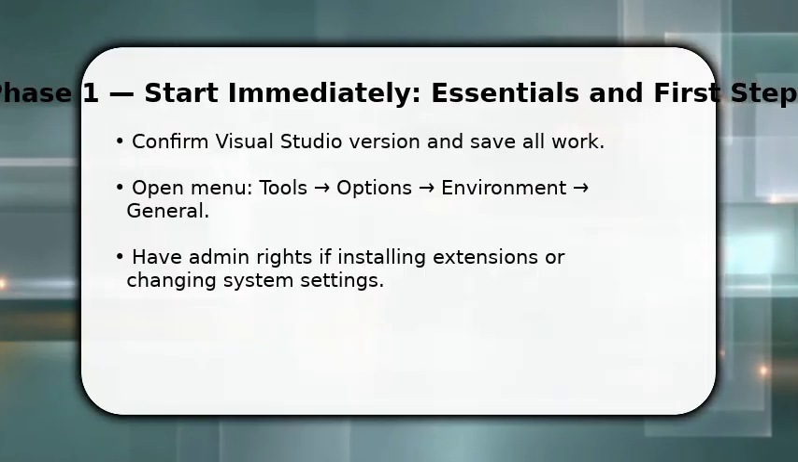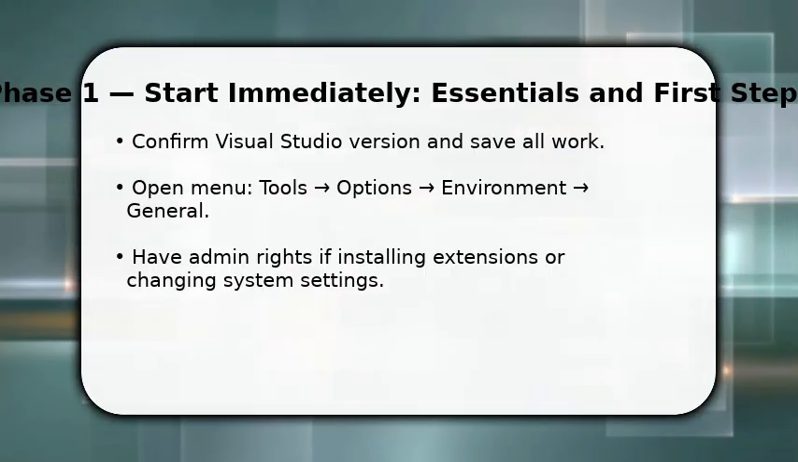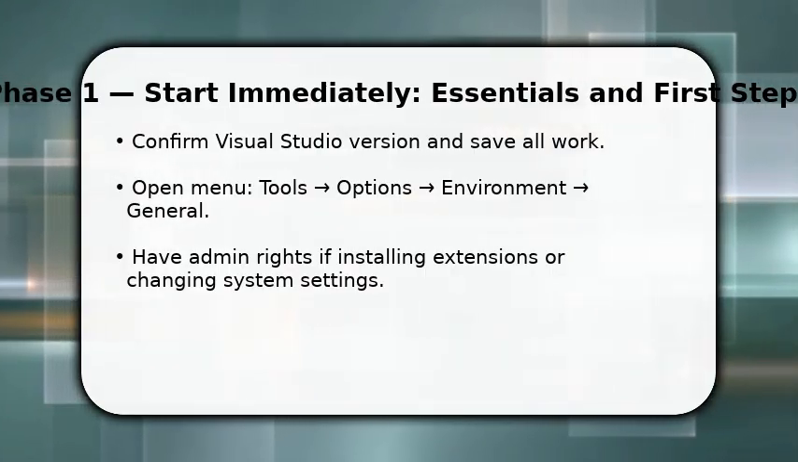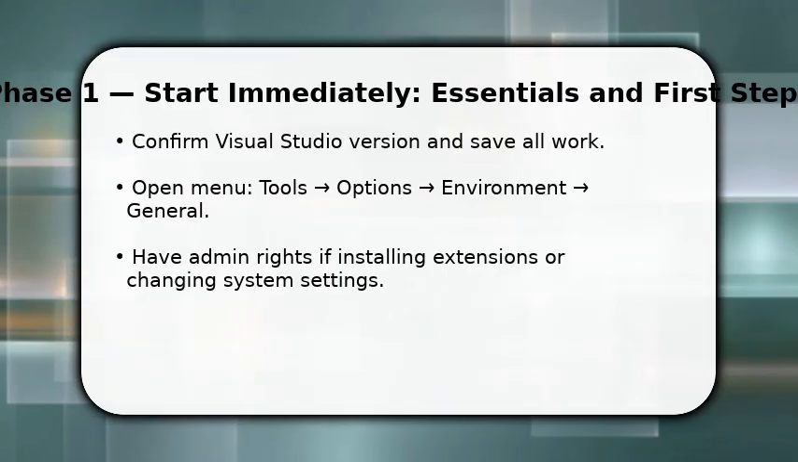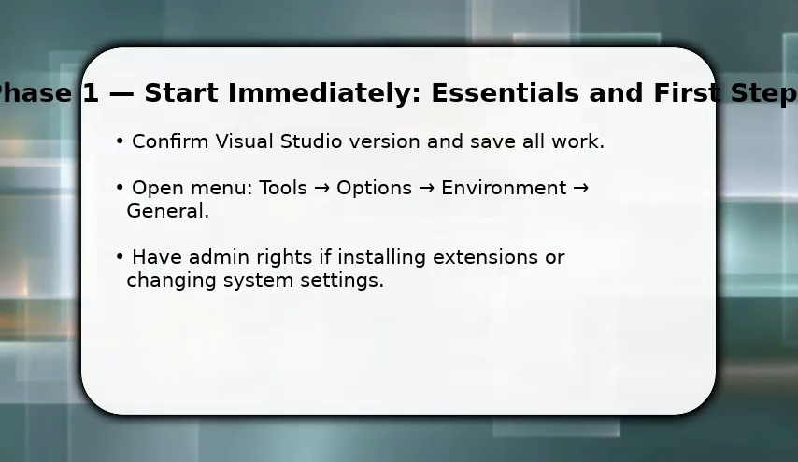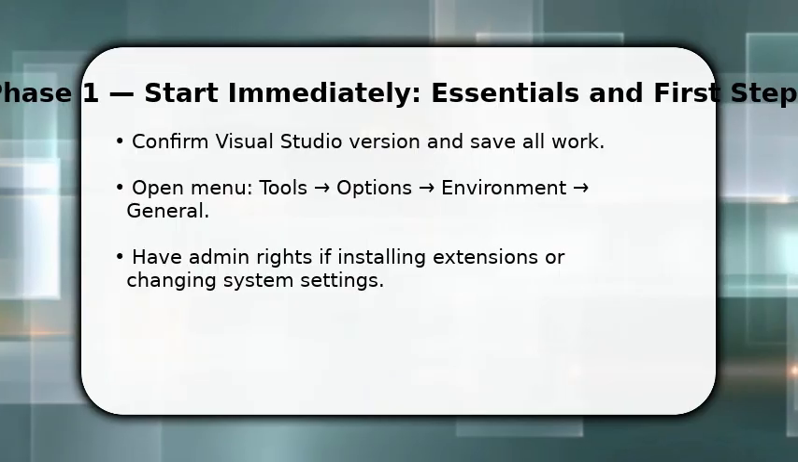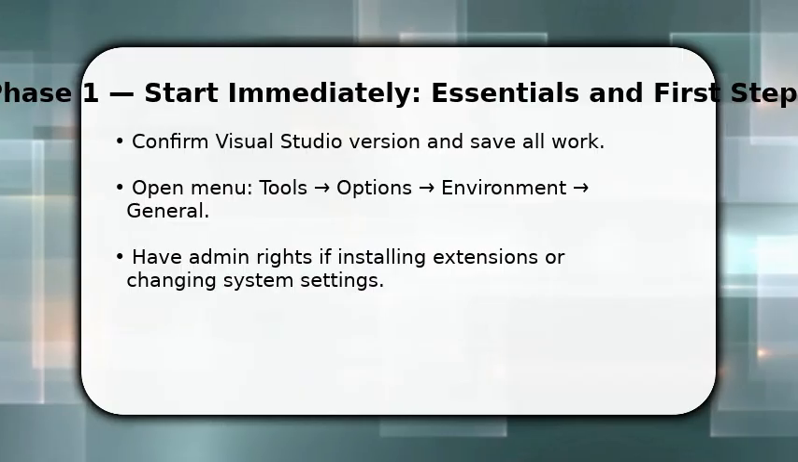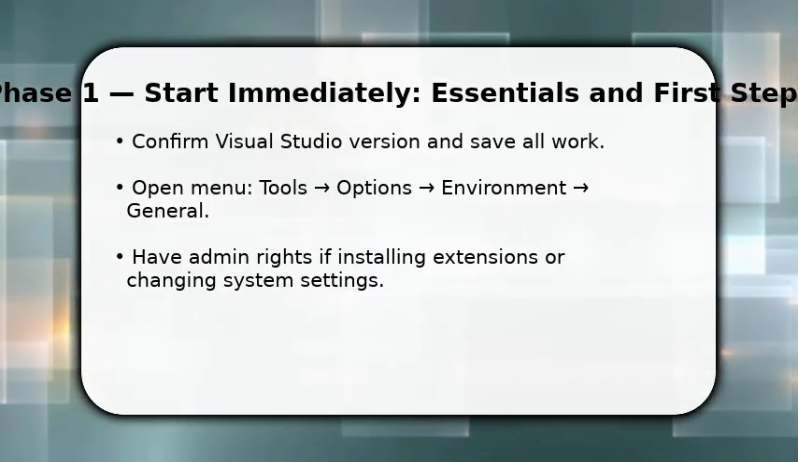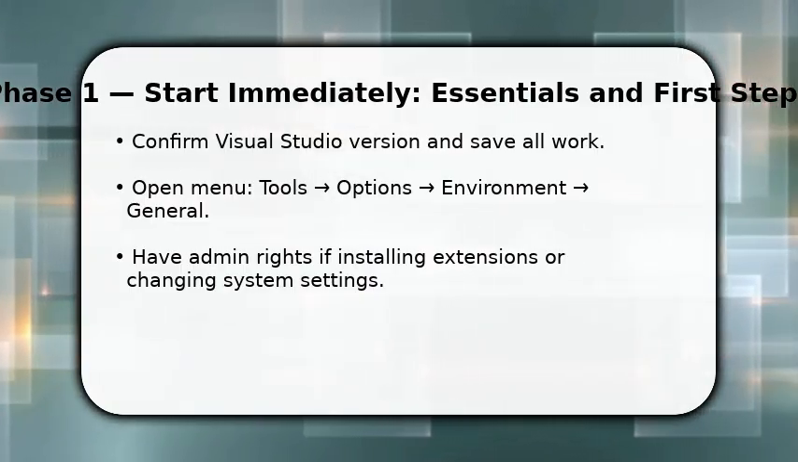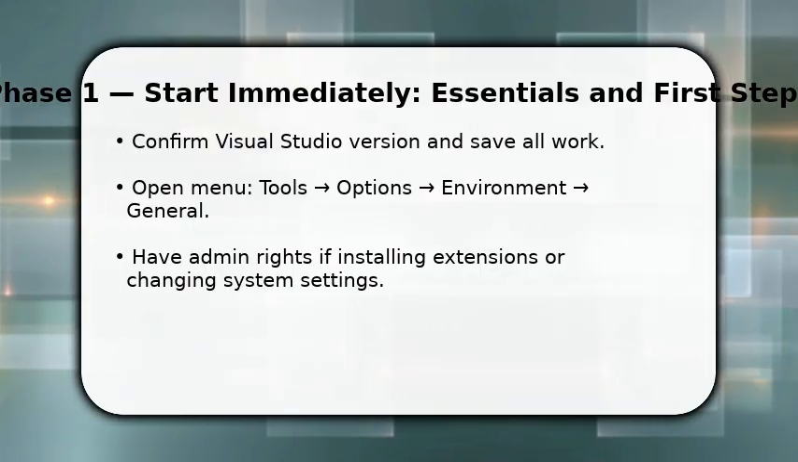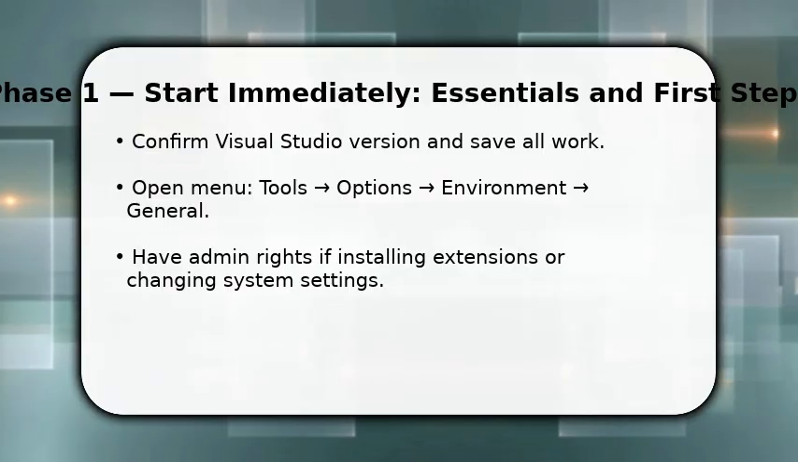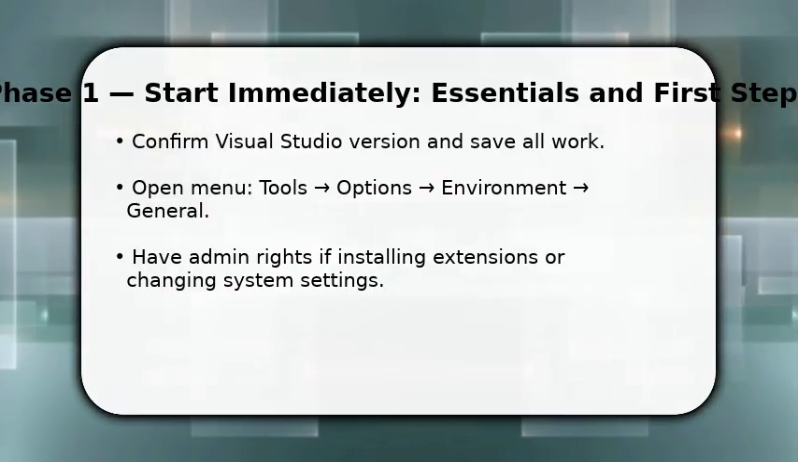You start now, save work and confirm your Visual Studio edition and version. Once done, open the Tools menu and select Options, then go to Environment and pick General. This is the entry point where themes live, so don't browse elsewhere. If you plan only to switch built-in themes, you can change immediately. If you'll install extra themes, make sure you have administrator rights and an internet connection before proceeding to avoid interruptions.